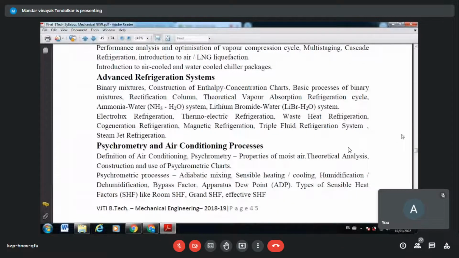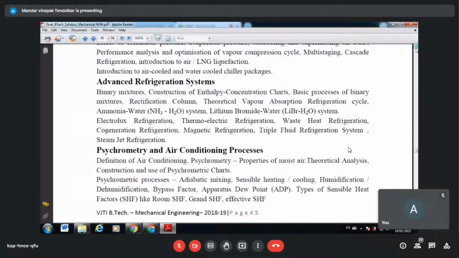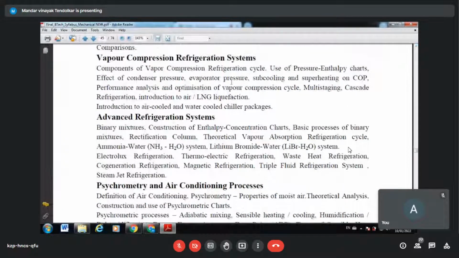Where is that bit for the refrigerants? Chiller packages I had added over here.